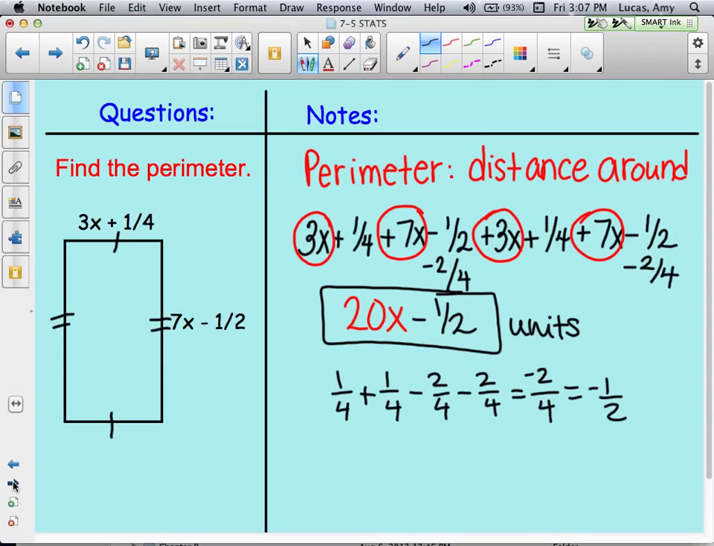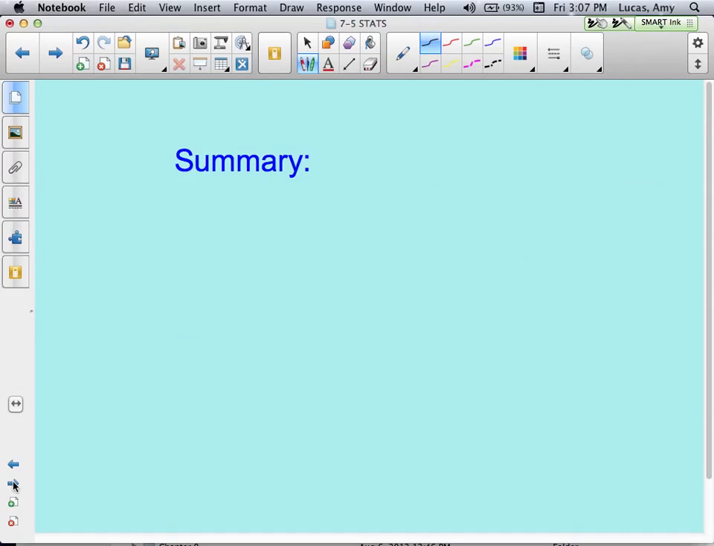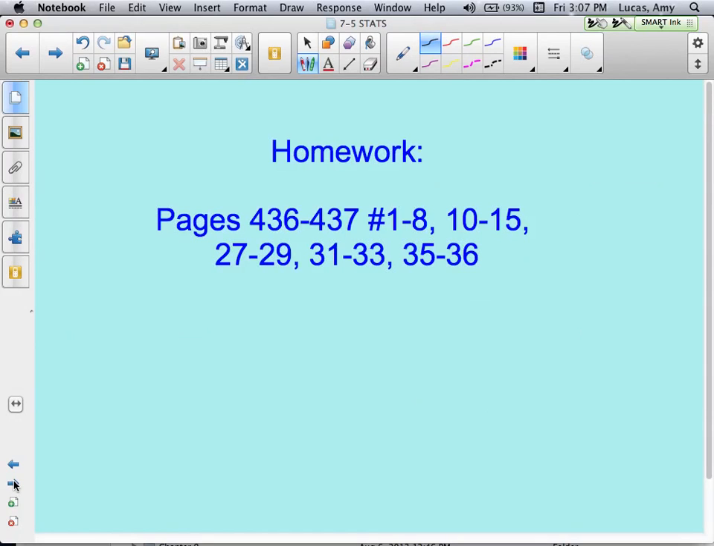You should be able to write your summary now about adding and subtracting polynomials. And here are your homework problems.